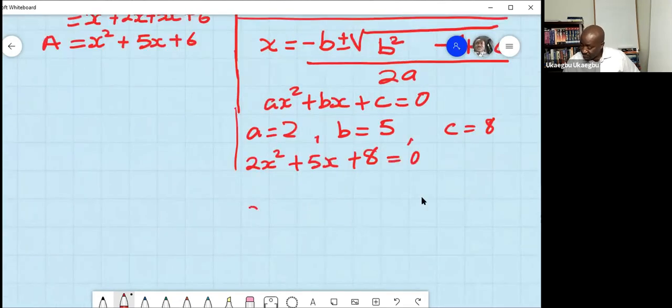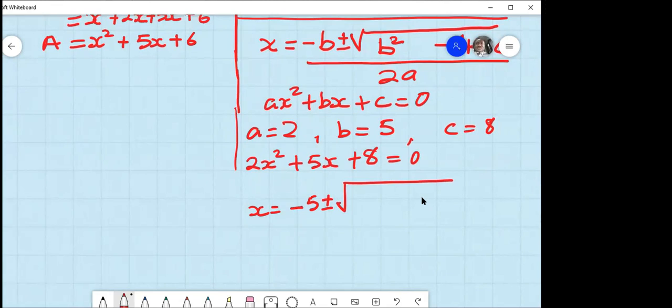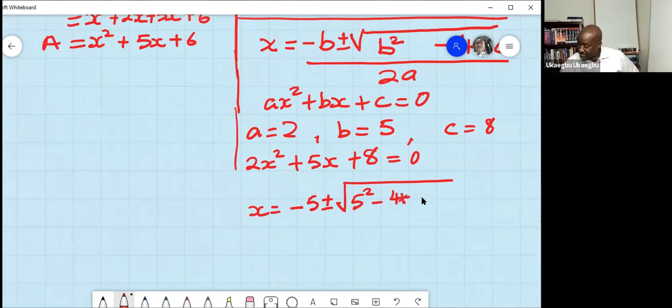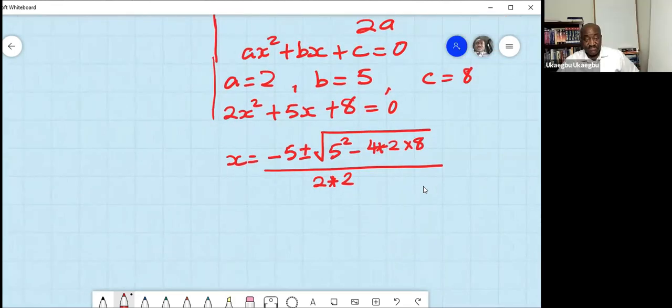Now our x is going to be negative b, which is negative 5, plus or minus the square root of b squared, b is still 5, so 5 squared, minus 4 multiplied by a, which is 2, times c, which is 8, divided by 2 multiplied by a, which is still 2. All right, now let us evaluate.